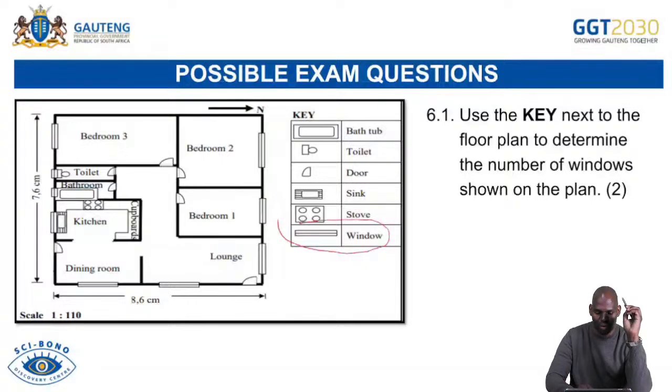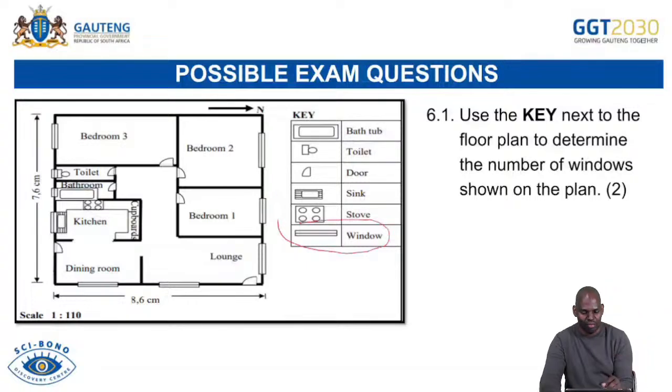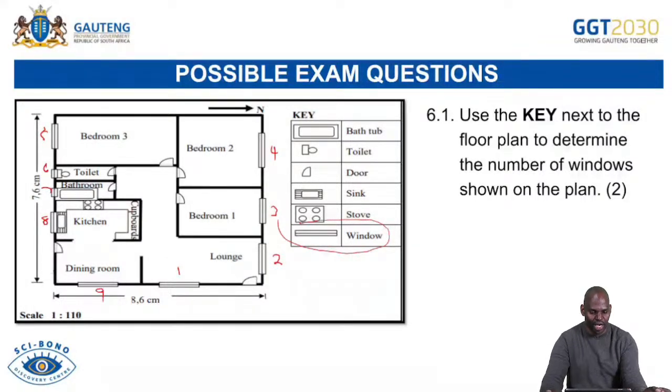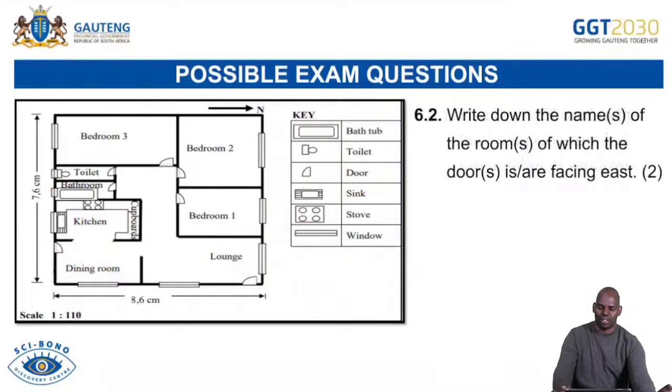Now from that symbol of the window, you can tell how many windows there are. So if this is the symbol for a window, we're going to check. If I start from this point, I'll say this is 1, this is 2, this is 3, this is 4, and this is 5, this is 6, 7 in the bathroom, and then 8 in the kitchen, and then I've got 9 in the dining room. Okay, I can just double check in case I missed one. So I've got 1, 2, 3, 4, 5, 6, 7, 8, 9. So I just write down 9. That is the answer for question 6.1. Can you see how easy this is, boys and girls? So you must also be able to score marks in this case.